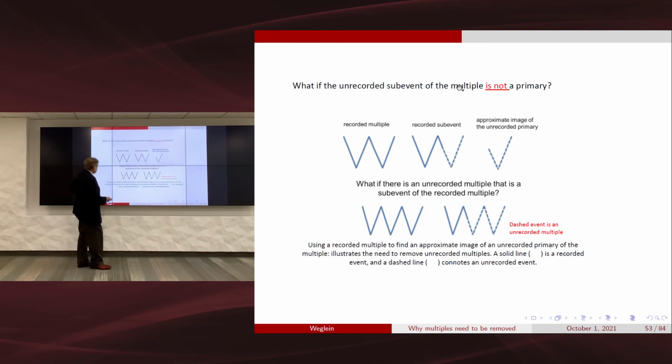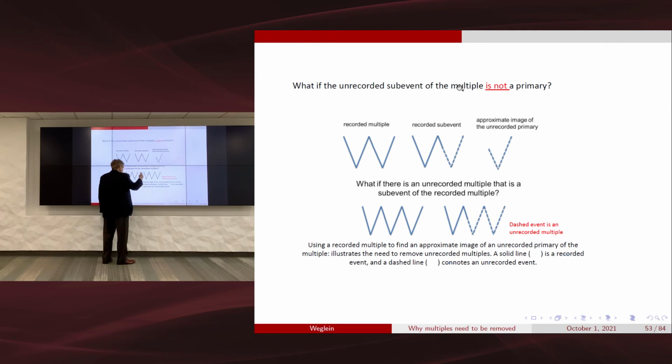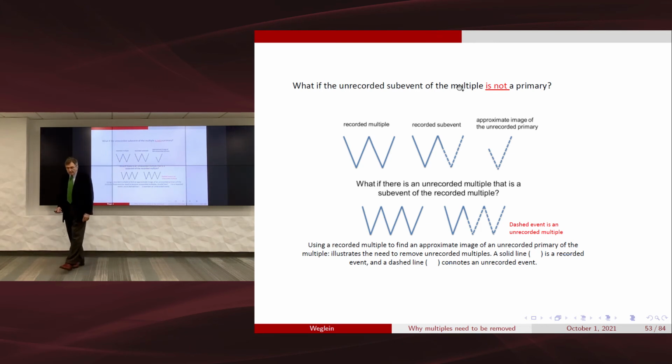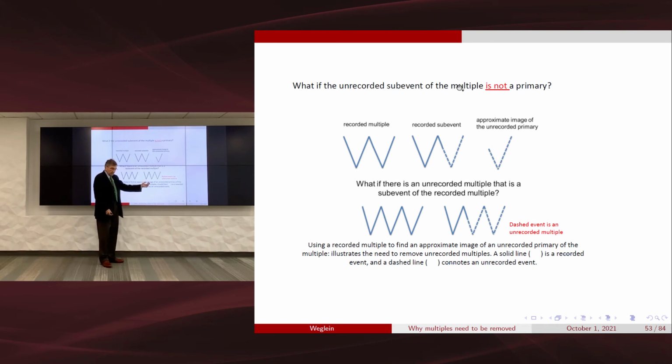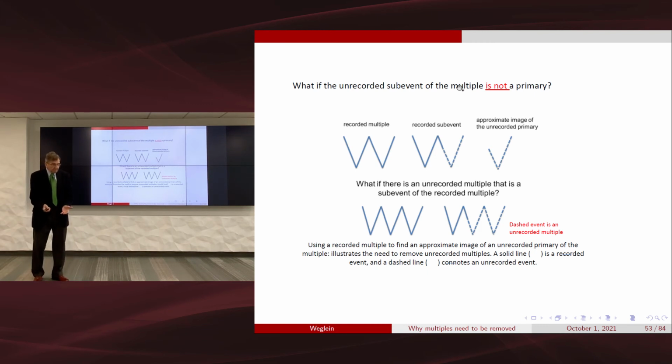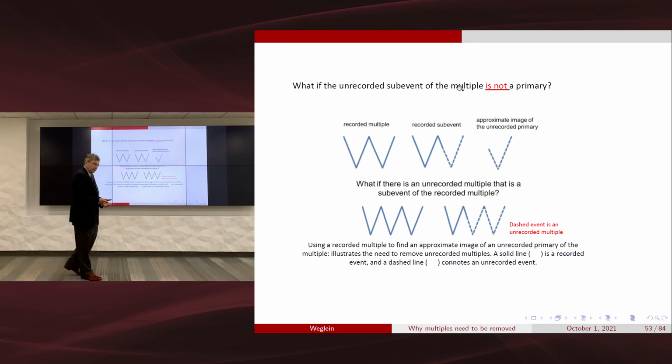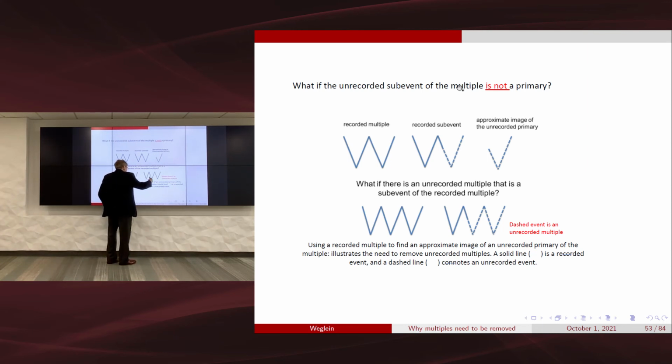But what if, so this is what is assumed. What if you had a multiple like this, yes? And you had this recorded, and this recorded, and this was the other event. The other event was a multiple, and you treated it as though it was an unrecorded primary. Then you will have a false image. You will migrate a multiple with a smooth velocity, which, again, it always goes back to that. And with a smooth velocity, an imaged multiple will give you an artifact.